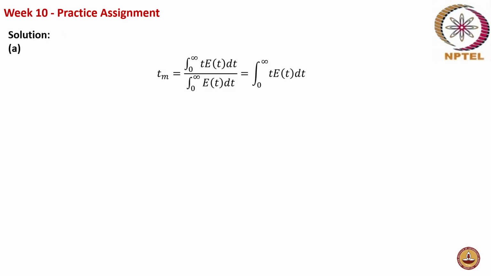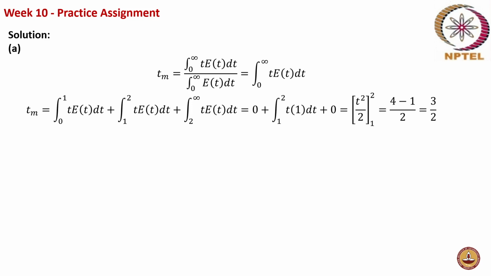So for the first question, we know that mean residence time is given by integral 0 to infinity t into E of t dt divided by integral 0 to infinity E of t dt. So the denominator is nothing but equal to 1. The area under the E curve is always equal to 1 for the entire range. So you will get the mean residence time is equal to integral 0 to infinity t into E of t dt. Now for this question, how should we handle?